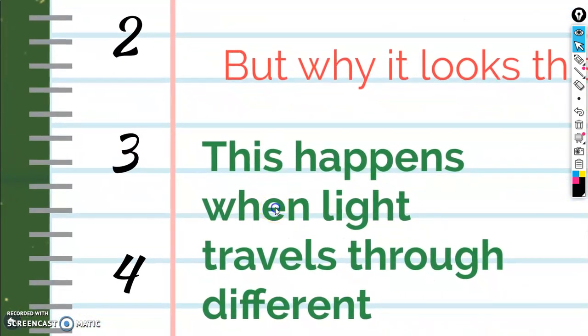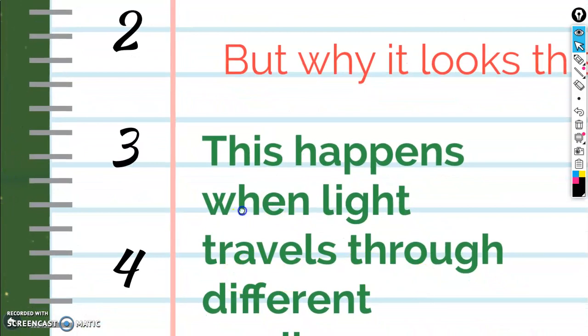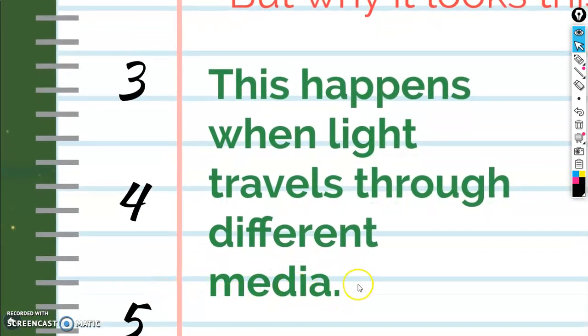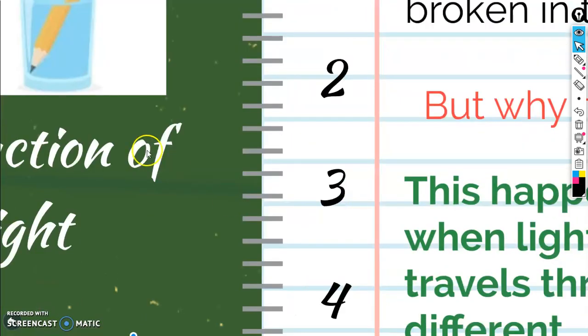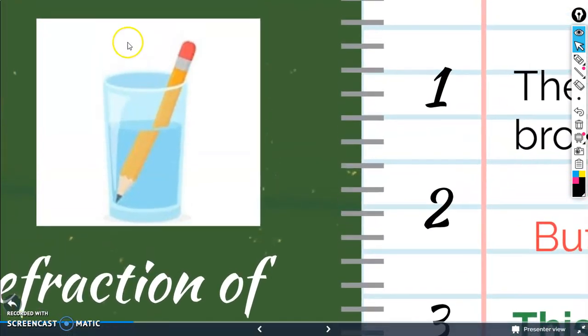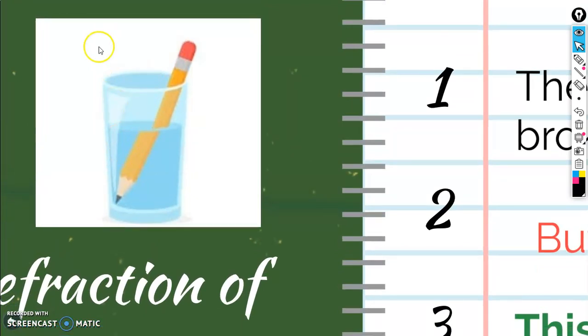This happens when light travels through different media, different materials, from the air to the water. So the light rays, of course, will change their speed and they will change their direction.